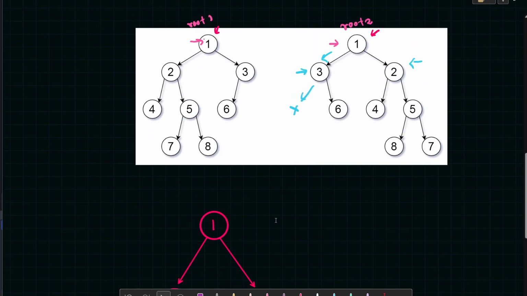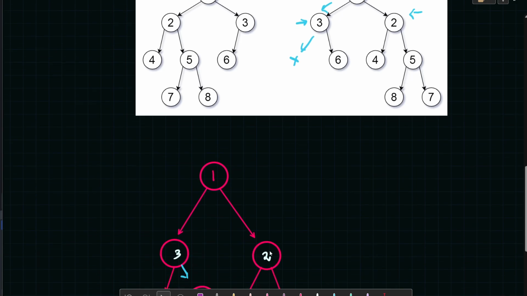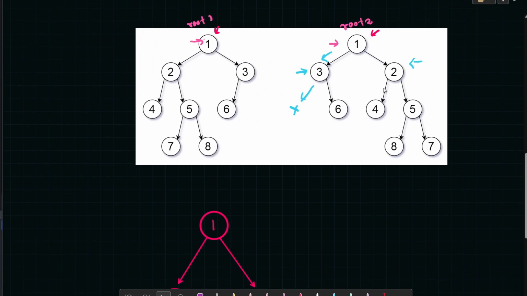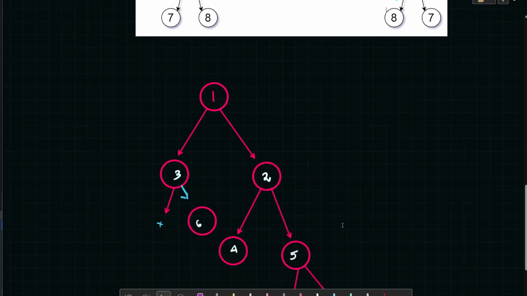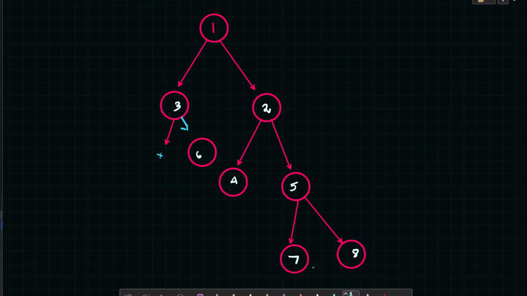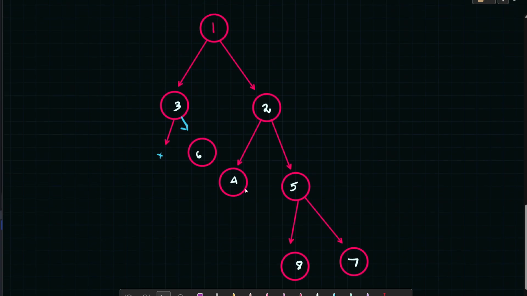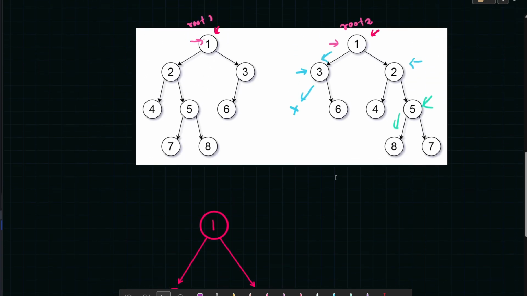Now let's move further to the right child. You can see this 2 and this 2 are the same, and 2's left is 4 and here 2's left is also 4, and here you can see right is 5, perfectly fine. Now we came to the 5 node and we check whether the 5's left child is equal or not. Here you can see that these two are not equal. So here we can again swap them. We simply swap the 7 over there and we simply swap the 8 over there. Now I can clearly see that my whole tree of root 1 is perfectly equivalent to root 2.